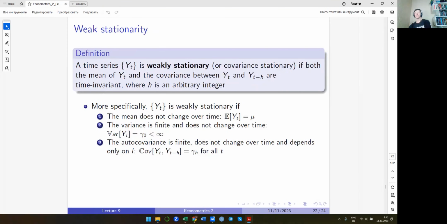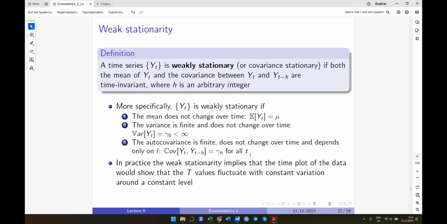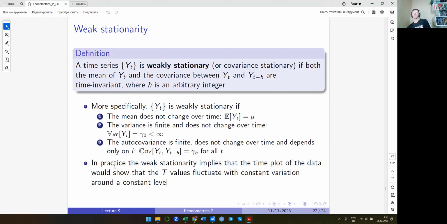The autocovariance is finite, doesn't change over time, and depends only on h. It's not L, it must be h. So the covariance depends only on h and doesn't change with t. So in practice, you can verify weak stationarity, for example, with a plot of the data, where the values fluctuate with constant variation around a constant level.